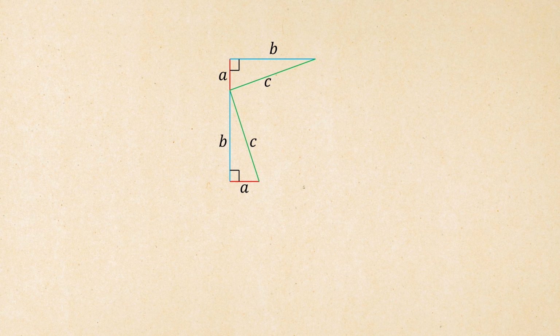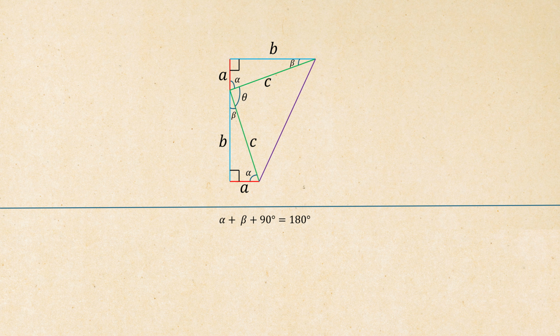From here, we connect the two sides of length C, and we want to figure out what the measurement of this angle theta is. Let's denote the angle between A and C by alpha, and the angle between B and C by beta in both of our congruent triangles. We know that the angles in a triangle sum to 180, and that each of our congruent triangles has a 90-degree angle, so we have the following, giving us that alpha and beta sum to 90.